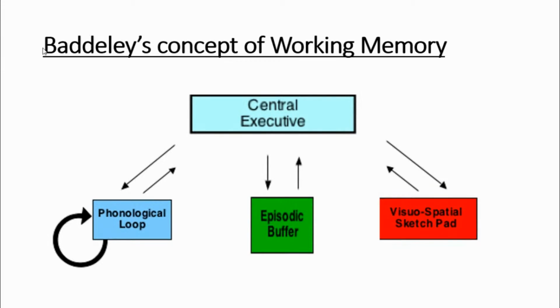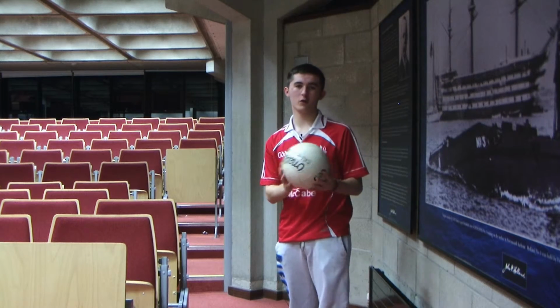Next is the episodic buffer. This is dedicated to linking information across domains to form integrated units of visual, spatial, and verbal information, with time sequencing, such as remembering a story or a movie scene. So now we all know about memory.